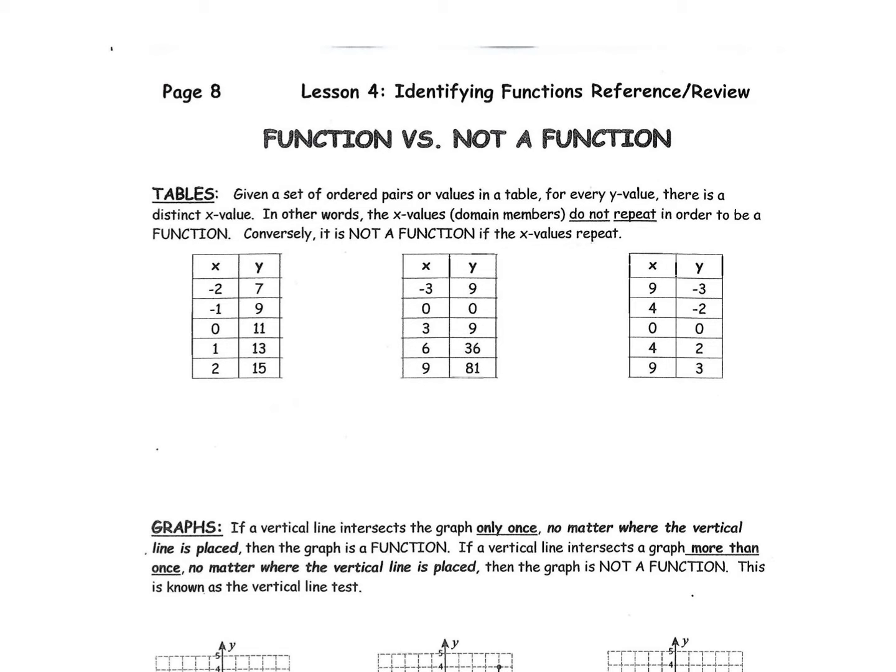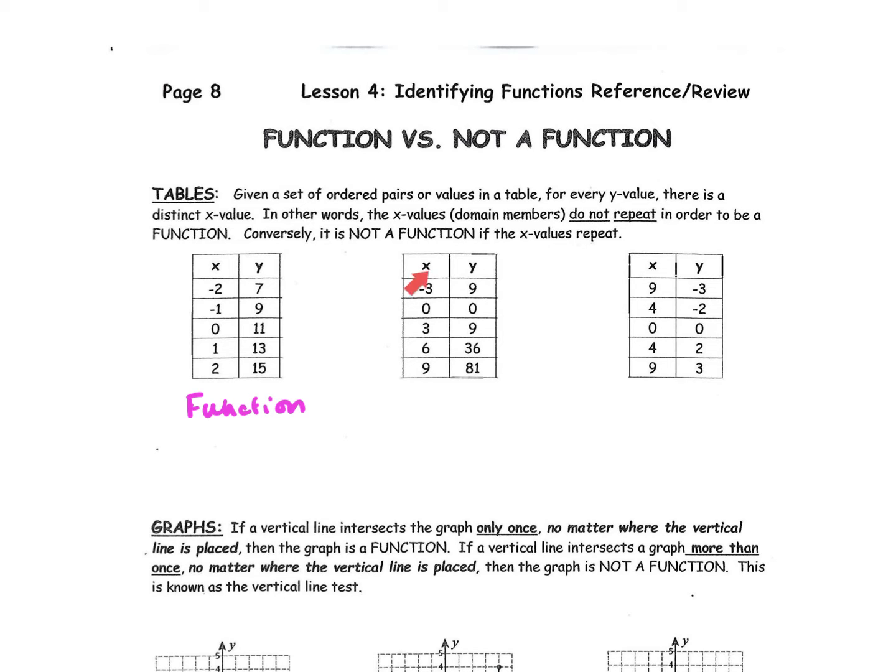So we're going to look through all the input or domain members, and we're going to scan to see if anything has been repeated. As long as I don't see anything doubled here, then I know immediately that this is a function based on what they gave us.